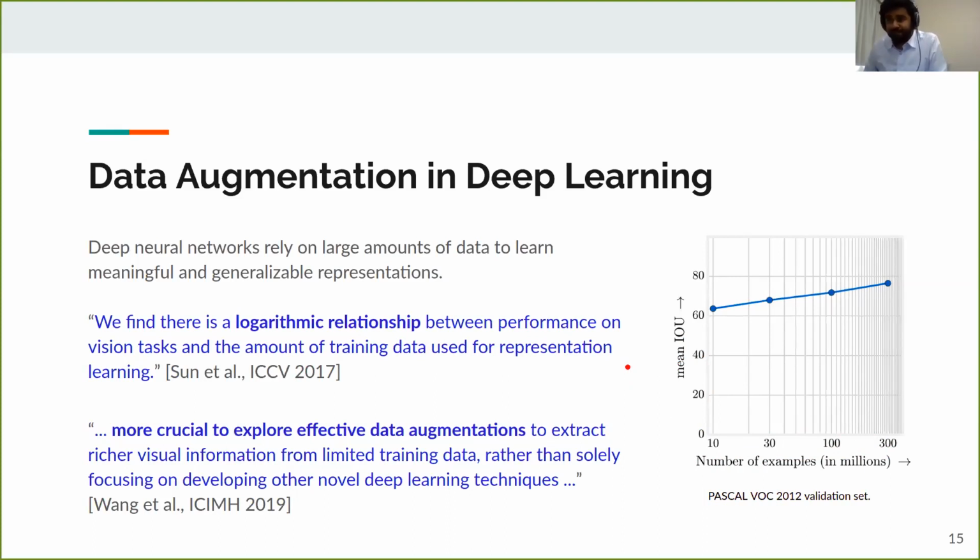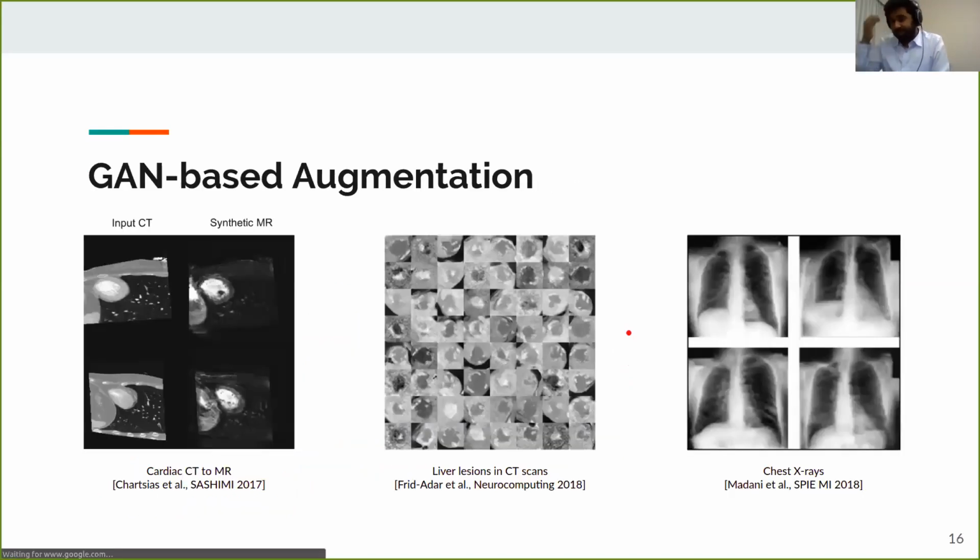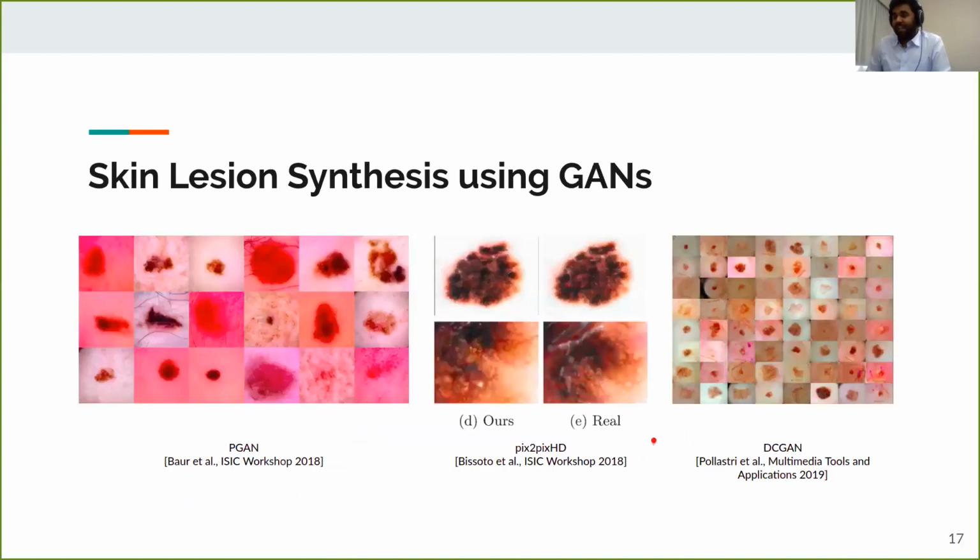There have been several works which use GAN-based augmentation for medical imaging, such as this work which converted cardiac CT images to MR images for segmentation of the left ventricle, or generating liver lesions in CT scans for classification, or generating chest X-ray images for detecting cardiovascular abnormalities. Similarly, there have been several works which use GANs to synthesize skin lesion images, such as progressive growing of GANs, Pix2Pix HD, and DCGAN.